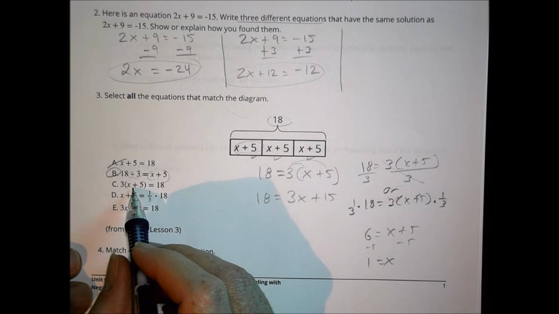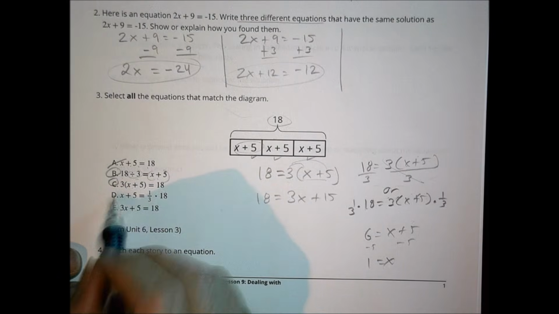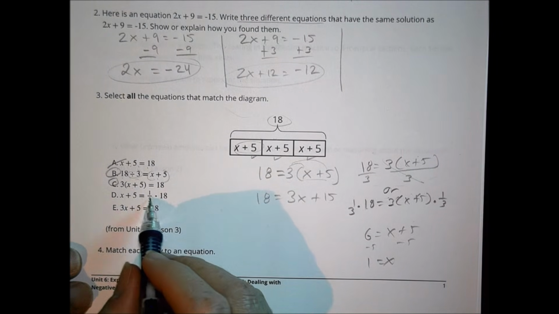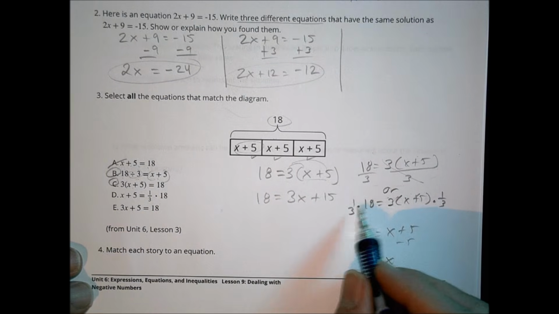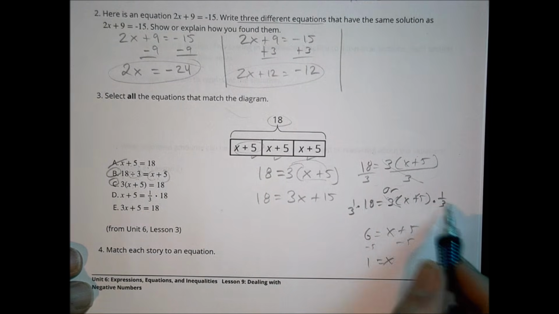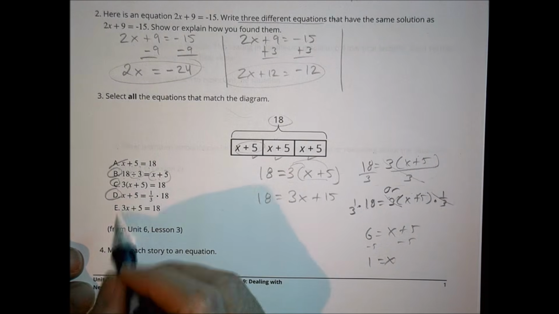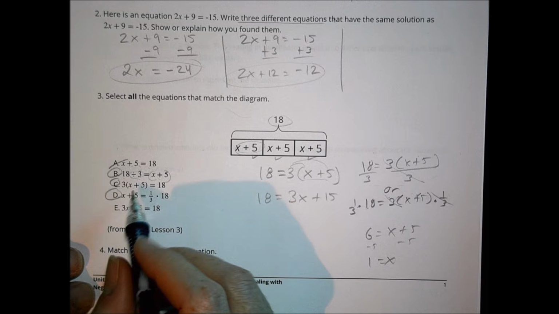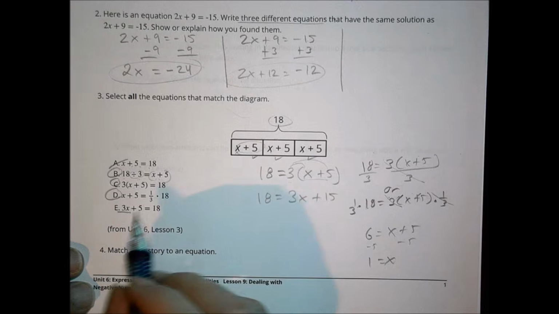Here is 3 times the quantity x plus 5 equals 18. That's the same thing there. Now for D, we have x plus 5 equals 1/3 times 18. Well, that's what we have here. This is 18 times a third. This 3 cancels out with that 1/3, and so that matches. And this one here does not. This is just combining the 3 x's here, here, and here the wrong way. So that's not going to be proper.